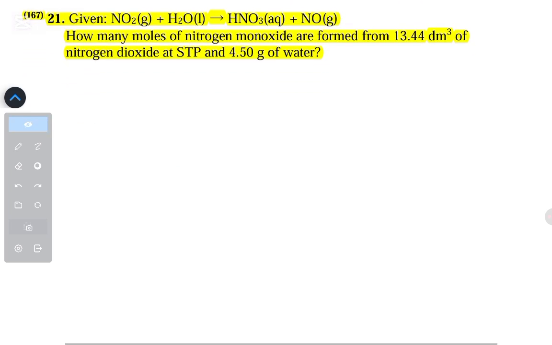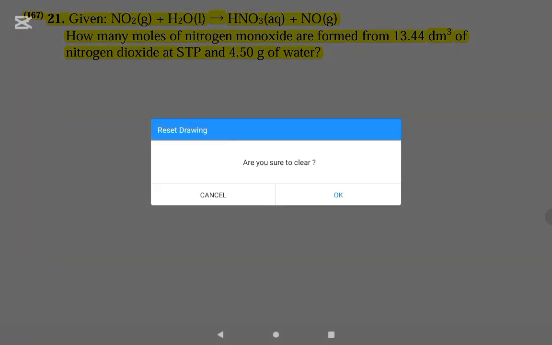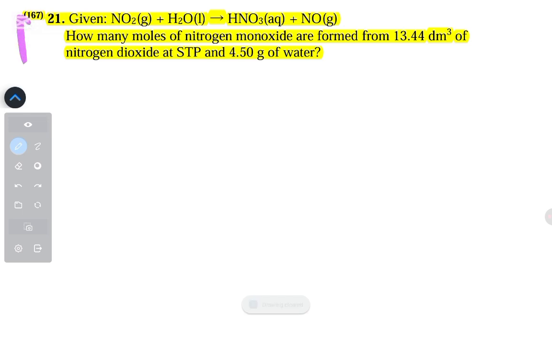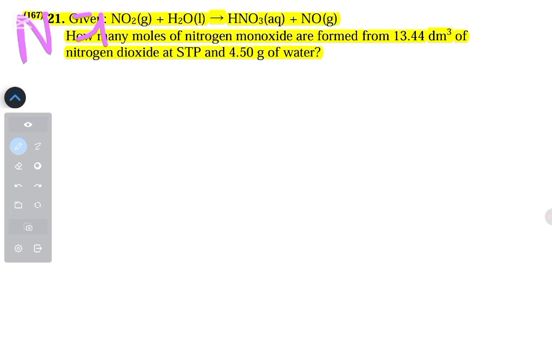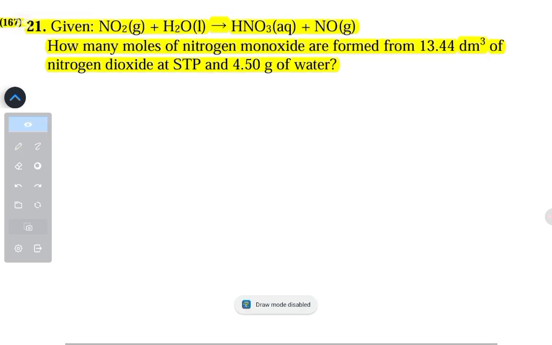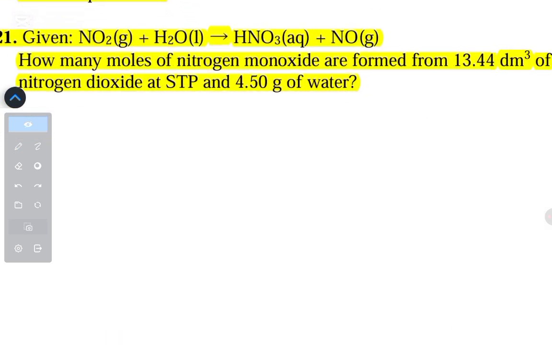Given NO2 plus H2O gives HNO3 plus NO, how many moles of nitrogen monoxide are formed from 13.44 decimeter cube of nitrogen dioxide at STP and 4.5 gram of water? I'm going to have to write the molar mass. Alright, let me just make that over here real quick. N is equal to 14. Actually, no, not everything. I'm just going to write the one for water. We already know water is H2. Okay, so we know the equation. I'm gonna zoom in a bit. Actually, no, you need to see the equation.